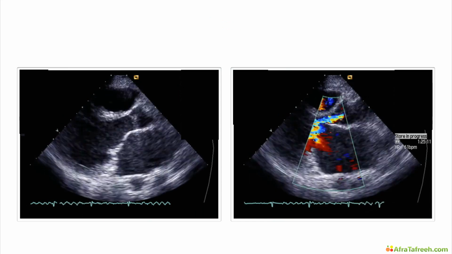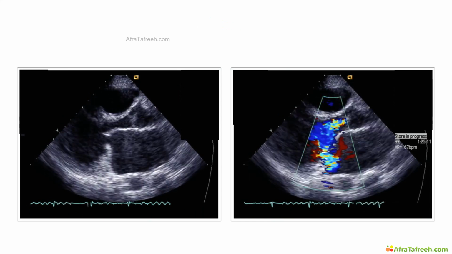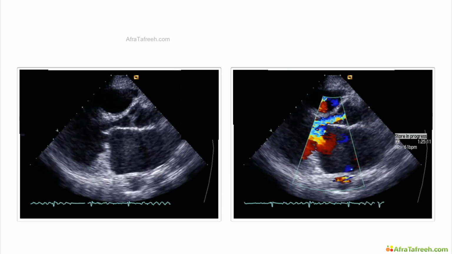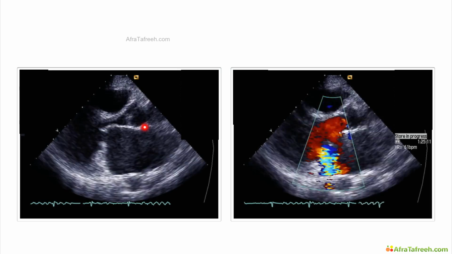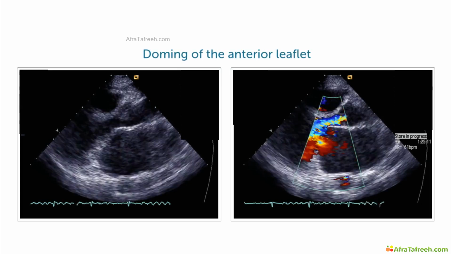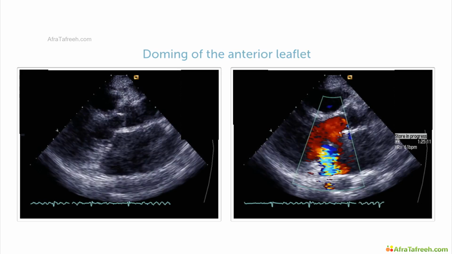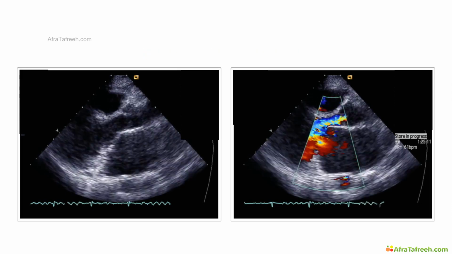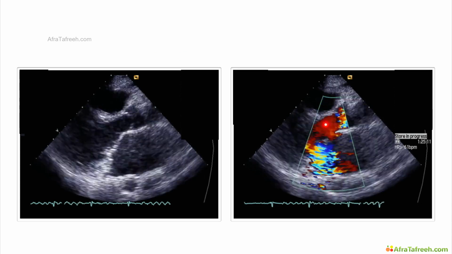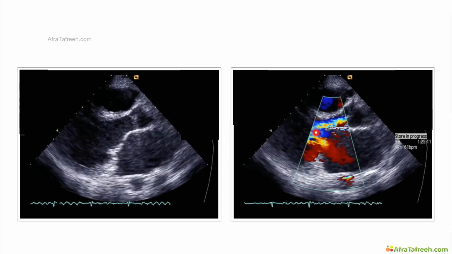Next example. If you still remember the previous chapter, you will make the diagnosis. We have doming of the anterior leaflet, which means that the patient probably had rheumatic heart disease. And rheumatic heart disease can also cause incompetence of the mitral valve. This is the problem here.